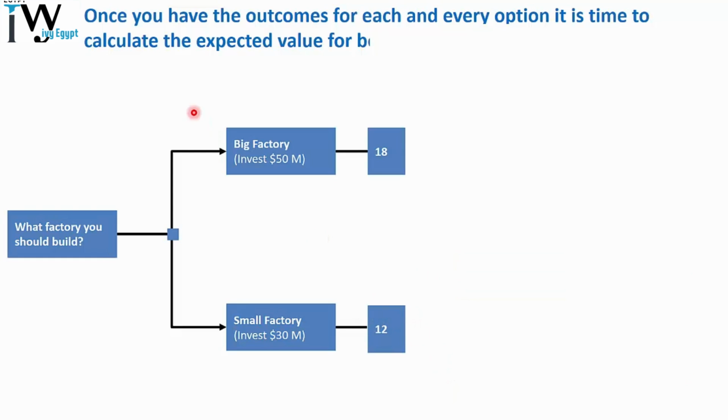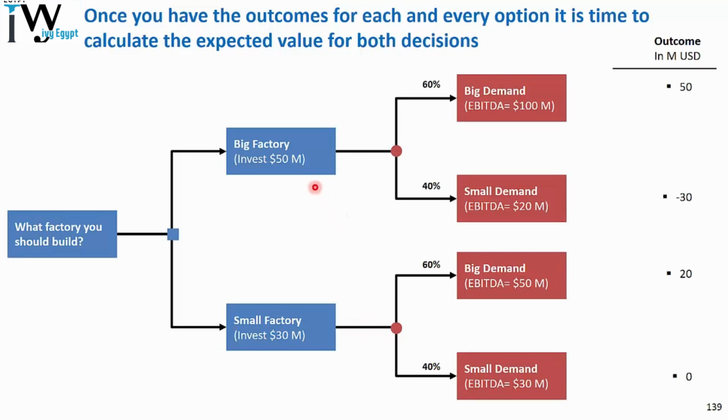So out of this, using the decision tree, we would say it makes sense to go for the big factory, because the expected return from the investment is 18 million in 5 years, whereas with the small factory it is just 12. Now let's have a look at how to present it in Excel, but generally speaking, that's the whole idea behind the decision tree. So you define the decisions, scenarios, you get the outcome.